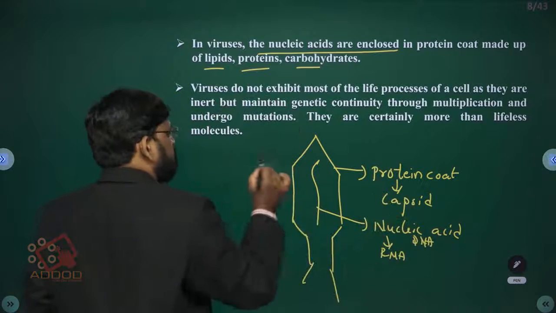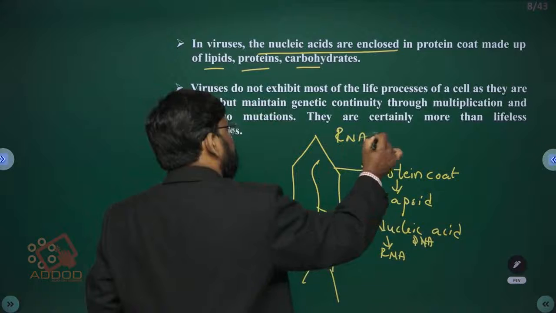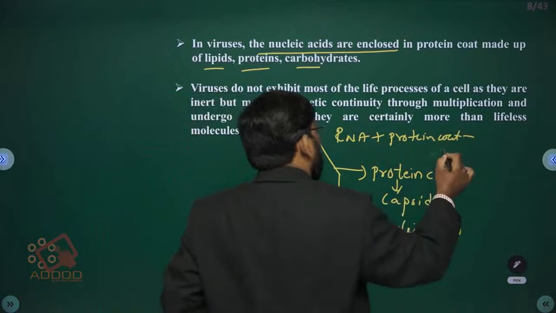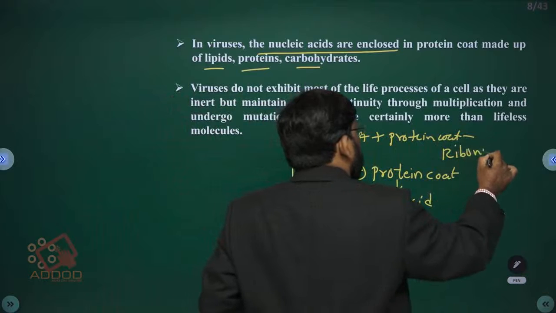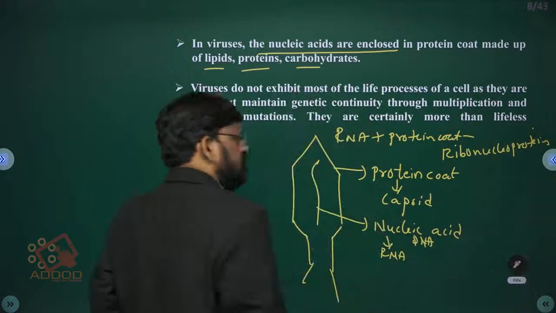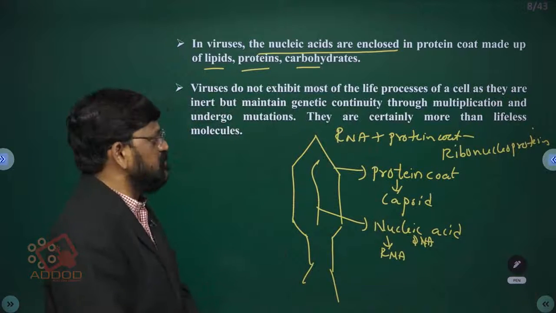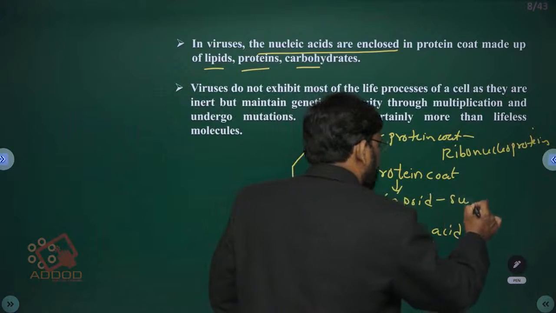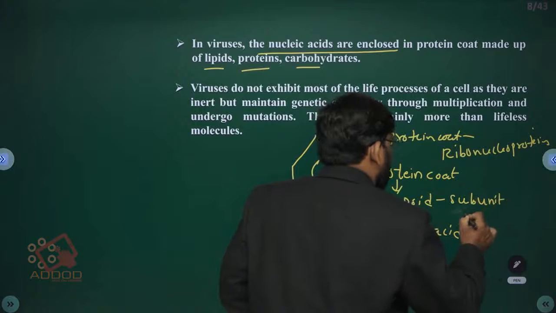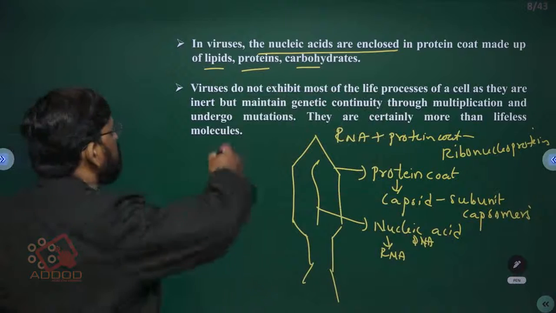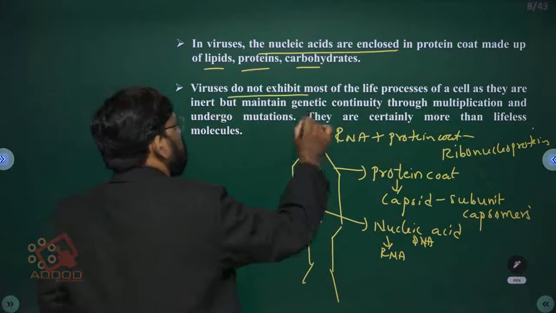So simply speaking, what is virus? It has RNA plus protein coat usually, that's why it is called a ribonucleoprotein. We can call it a ribonucleoprotein because it is made up of RNA plus protein coat. That protein coat is called the capsid. That capsid is made up of subunits, and those subunits are called capsomeres.